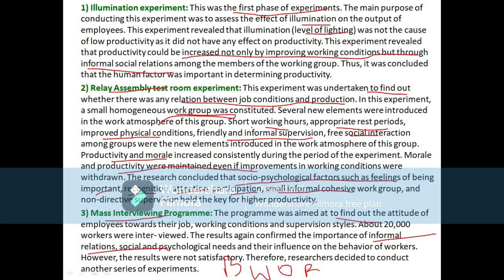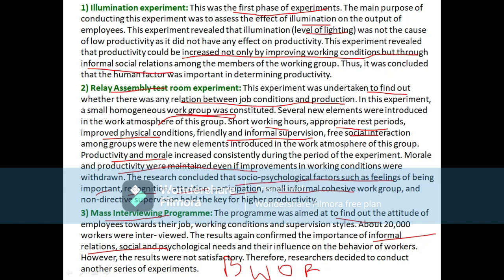This study or experiment was conducted to investigate the social pattern of behavior of a group of 14 workers and their supervision. This study proved the importance of small informal social groups like cliques in the organization. Only small groups with informal organization, then this will be a very good experiment. So this is about the bank wiring observation room experiment.